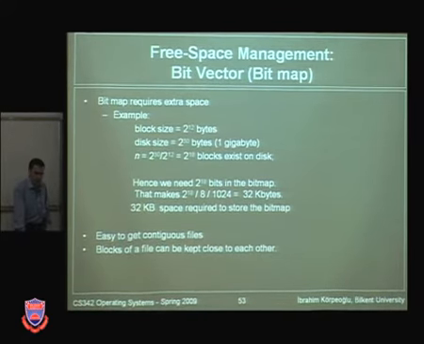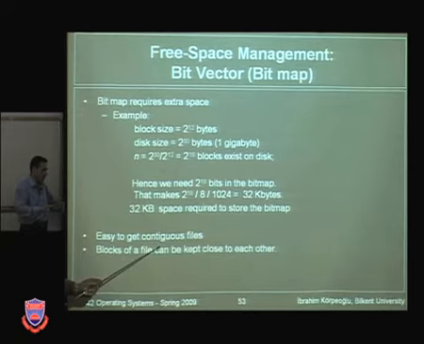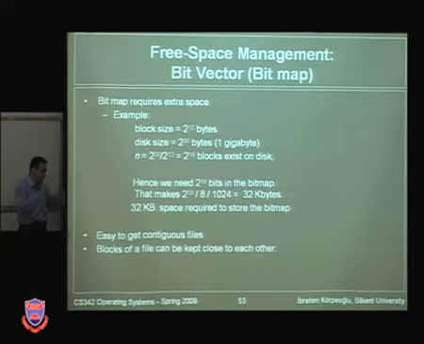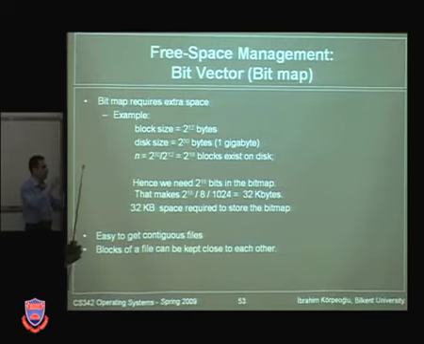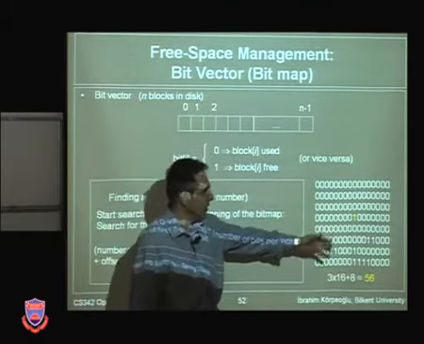What are the other advantages of using a bit vector? It is easy to get contiguous files. It is easy to allocate blocks to a file in a contiguous manner, because by searching the bitmap, you can immediately see which blocks that are free are next to each other. So if you want, for example, to allocate 3 blocks to a file, and you want those 3 blocks to be next to each other, and if this is the bitmap, then which blocks would you allocate?